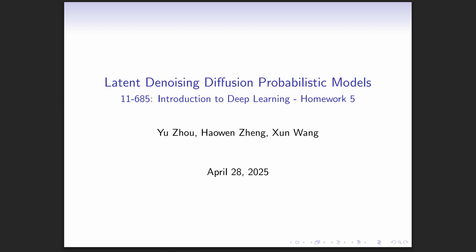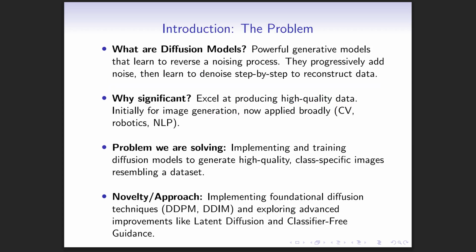Hi everyone. We will briefly cover our homework 5 on latent denoising diffusion probabilistic models. We are working with diffusion models, powerful generators known for high-quality images. They learn to reverse a noising process to create data. They are state-of-the-art for image synthesis, impacting creative tools and data generation.